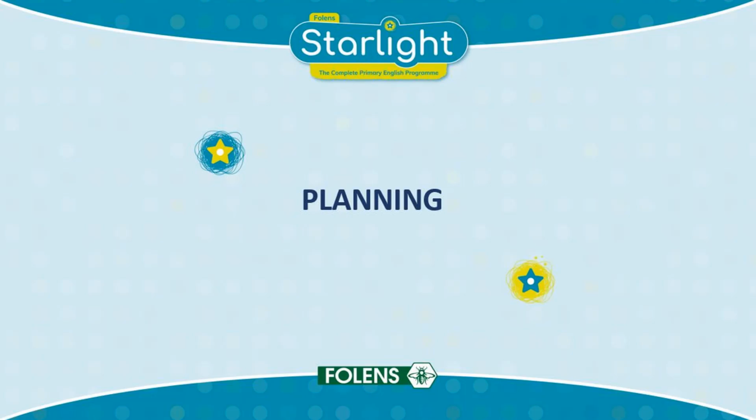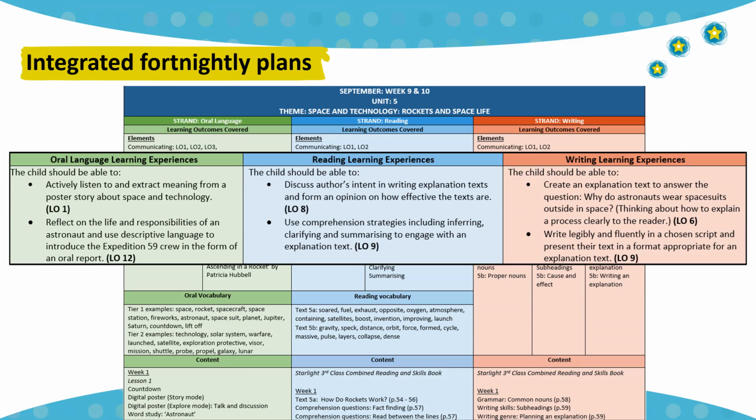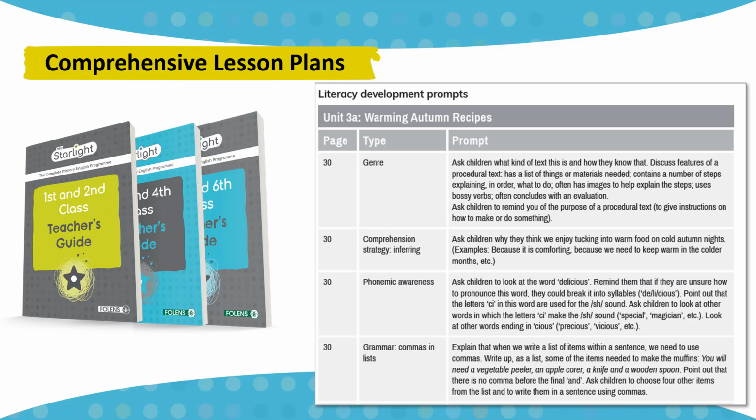With Starlight, all your planning needs are covered. The programme has integrated fortnightly plans for oral language, reading and writing, all mapped to the primary language curriculum. 2 focus learning outcomes, or specific learning experiences, have also been identified across each strand for each fortnightly unit of work. The accompanying lesson plans contain easy-to-reference literacy development prompts to help with your teaching.